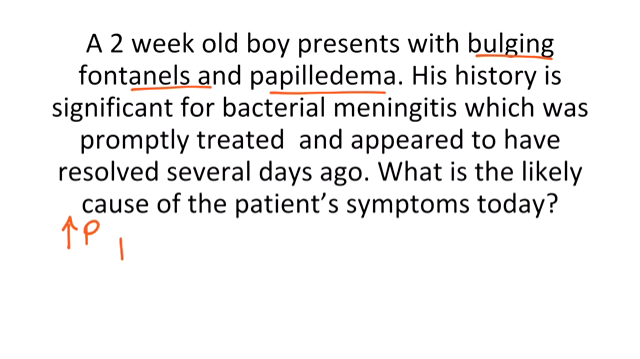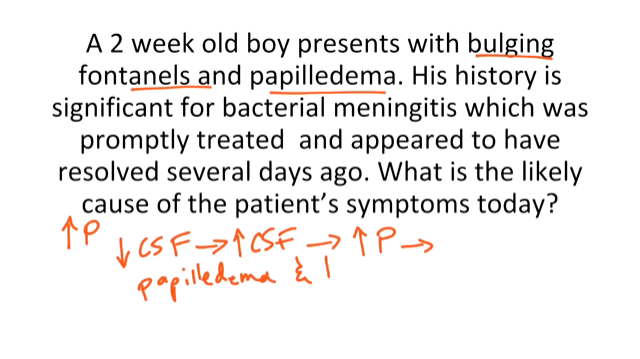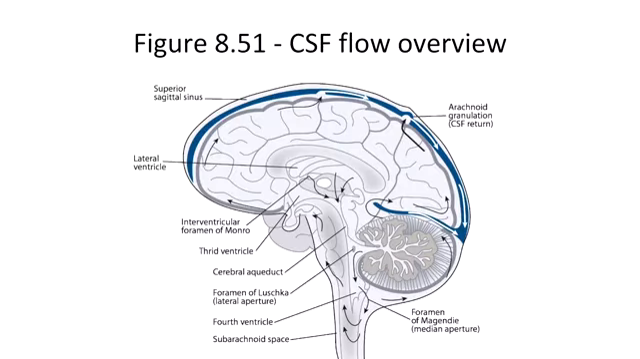So again, the decreased CSF absorption results in increased CSF in the ventricles, which results in increased pressure, which results in papilledema and bulging fontanelles. Recall that when the arachnoid granulations are obstructed, resulting in excess CSF, we call it communicating hydrocephalus. From figure 8.51, we can see that obstruction of the arachnoid granulations would prevent the proper circulation of CSF, resulting in communicating hydrocephalus. Okay, let's do another question.